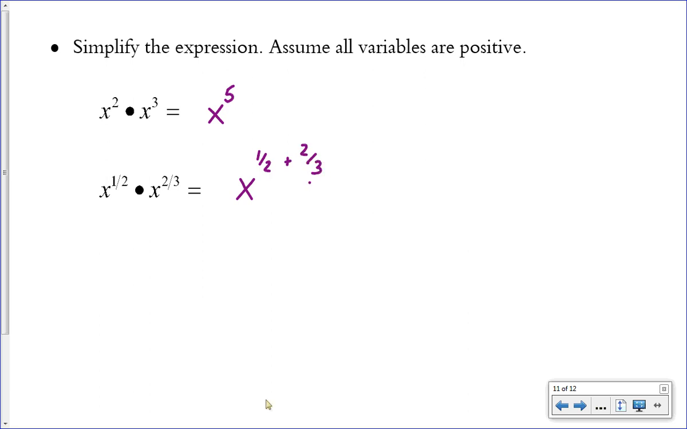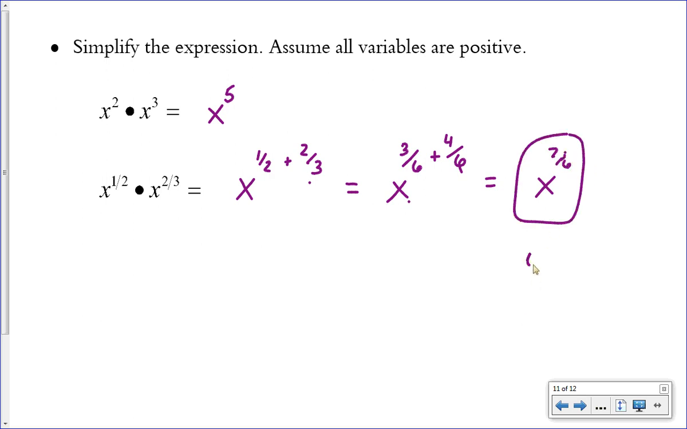So when I'm trying to add fractions together, as I am here, they will need a common denominator. So I have to think about 1/2 and 2/3 as both having the denominator of 6. 1/2 is equivalent to 3/6, and 2/3 is equivalent to, let's see, if I'm changing the denominator to a 6, that means I'm multiplying by 2. So the numerator would be 4. And this would give us x to the 7/6 power. We can leave it like that, or you could write it as the 6th root of x to the 7th.